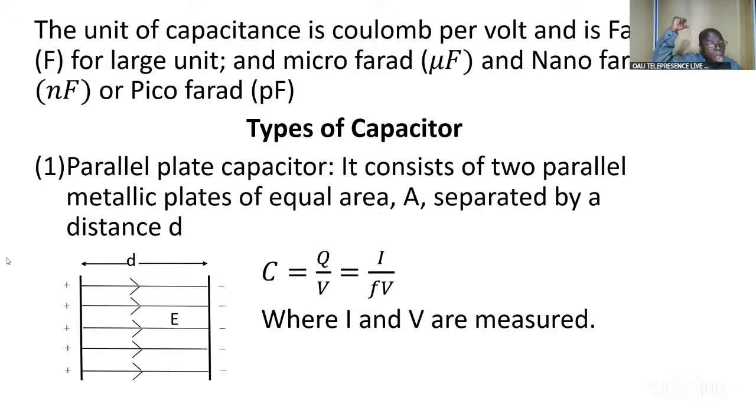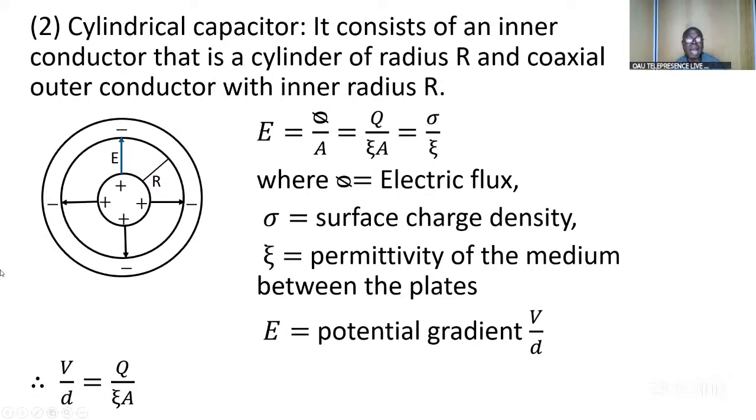From what we know, if you connect a PD across, the electric field will just be V, the potential difference, all over the distance between the plates. The same thing applies here. But here we mention what we call electric flux, because there will be a kind of interference between the charge here and that of the inner cylinder. So you have what we call the electric flux.